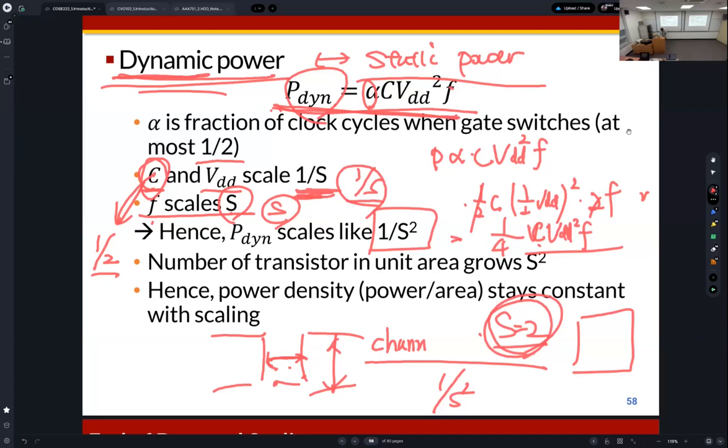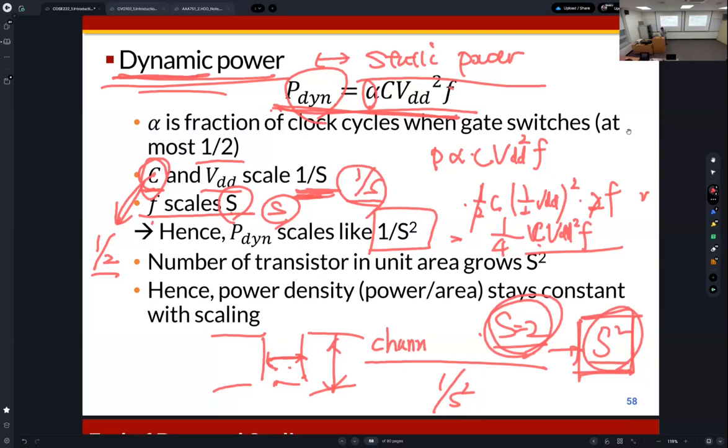It means in the same area, we can include more transistors. Because the transistor size is reduced by 1 over S squared, the number of transistors in the same area will become S squared, right? Do you understand? Do you follow me? The number of transistors will be S squared in the same area.